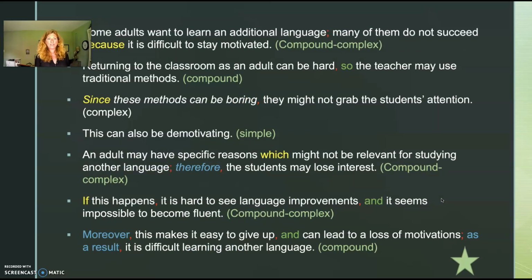Here are all the sentences, and I've shown you what kind of sentences they all are. Okay, so the first one, look, we were right, it's a compound complex sentence. The second one, returning to the classroom as an adult can be hard, comma, so the teacher may use traditional methods. There's a compound one. Since these methods can be boring, dependent clause, comma, they might not grab the student's attention. That's complex. This can also be demotivating. There we go, a nice simple sentence. So I think you can see the rest of these sentences, there's a nice variety.